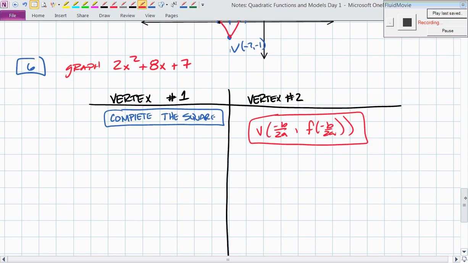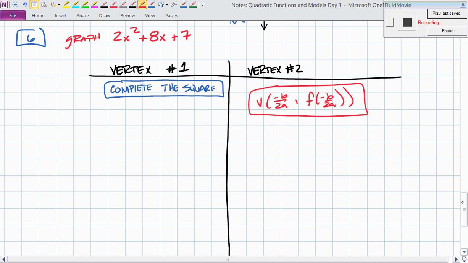Now, what happens if we have to graph something like this? f(x) = 2x² + 8x + 7. Well, this is no longer in standard form. This is in ax² + bx + c form. And remember, we like a(x − h)² + k. So we like this form, but we have this. So the question is, how do we go from this to this?